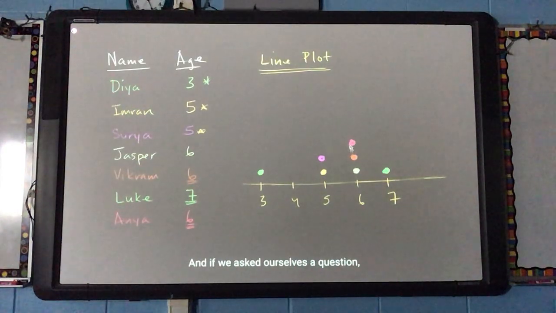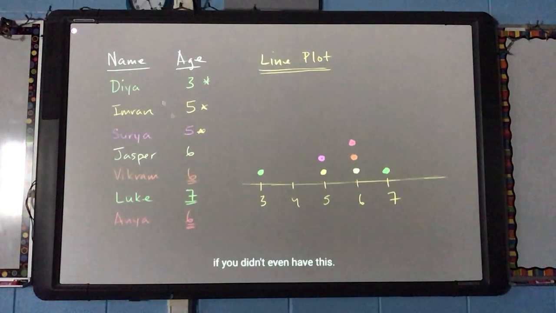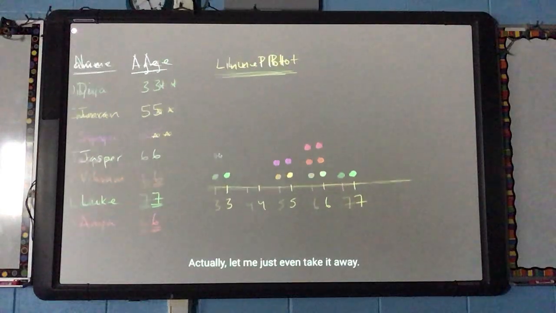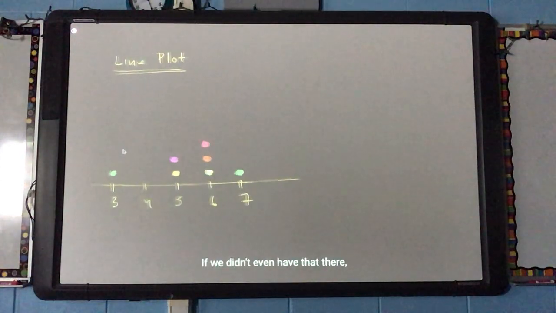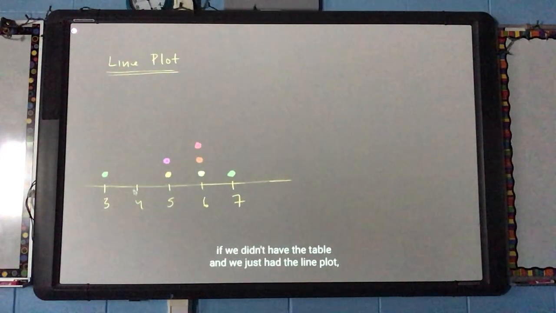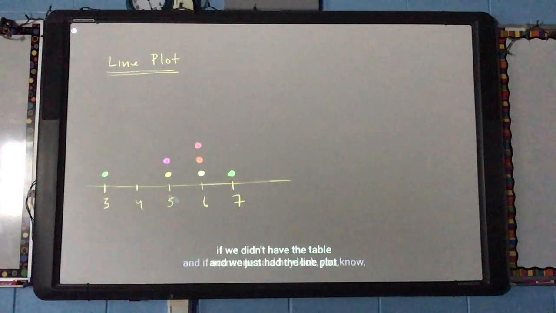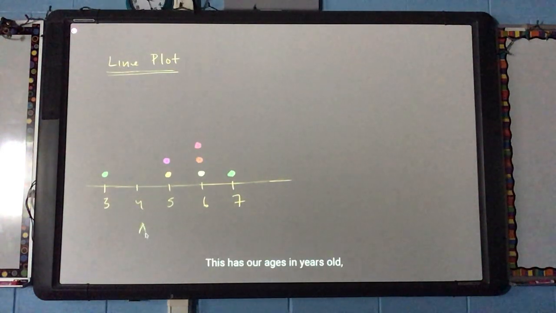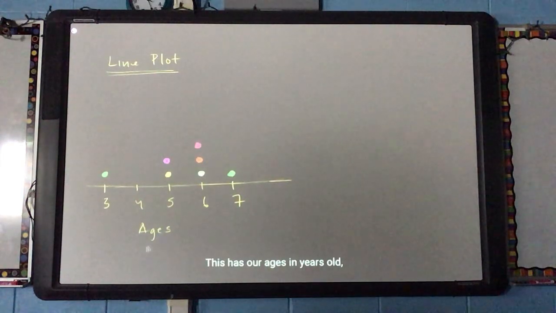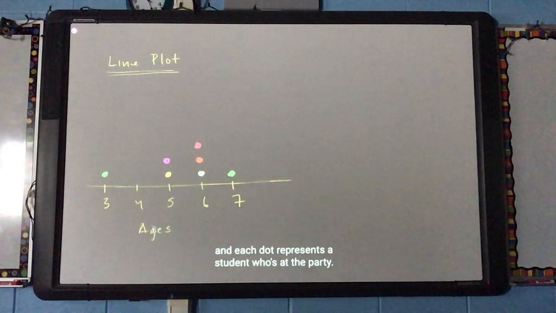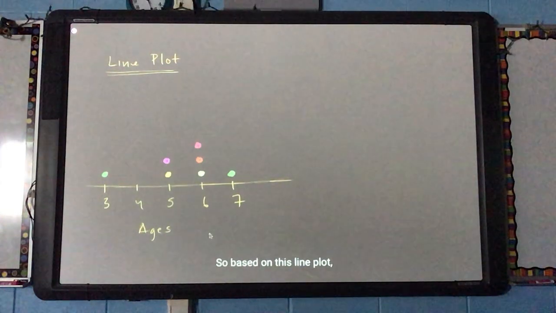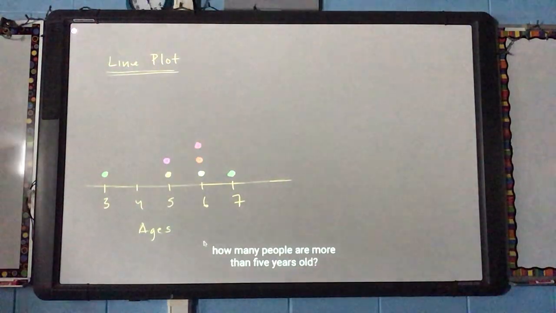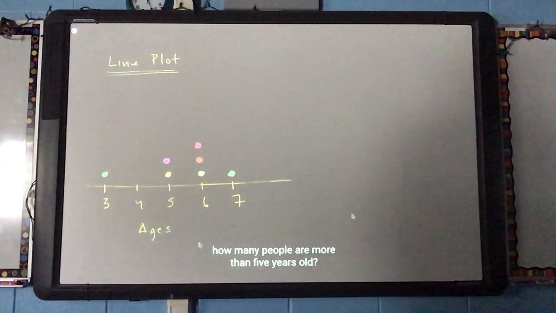And if we asked ourselves a question, well, how many... if you didn't even have this, actually, let me just take it away. If we didn't even have the table, and we just had the line plot, and someone said, hey, look, these are ages, right over here. This is our ages in years old. And each dot represents a student who's at the party. So based on this line plot, how many people are more than 5 years old?